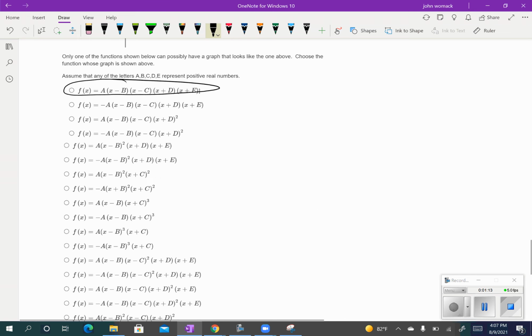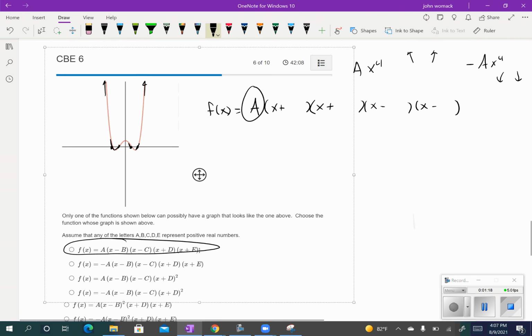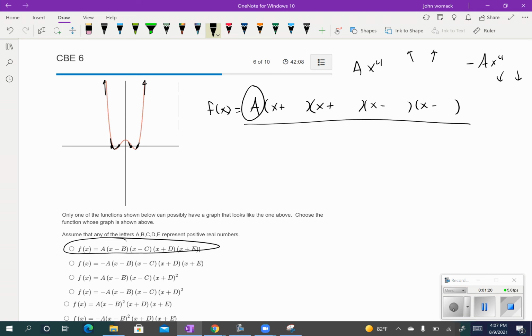There's a lot of them. It gets kind of complicated because you have to sort through all those. But if you write it out like this, I think that's helpful.